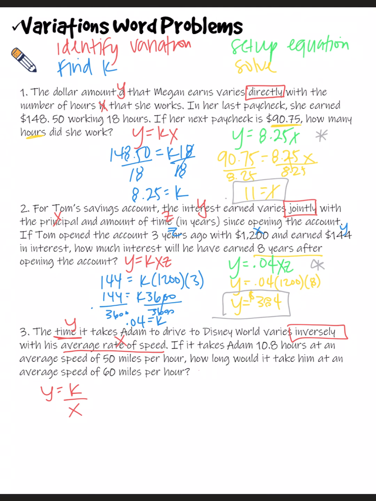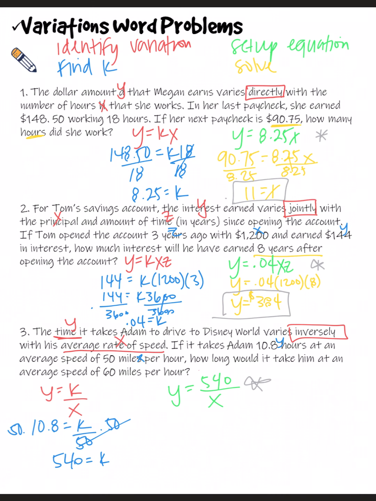It takes Adam 10.8 hours, that's our time, that's our y, and our speed was 50 miles per hour. So plugging in that information, 50. Solving for k, right now it's being divided by 50, so I'm going to multiply it by 50. And when I do that, my k is 540. All right, set up my equation, rewrite it, y equals 540 divided by x.